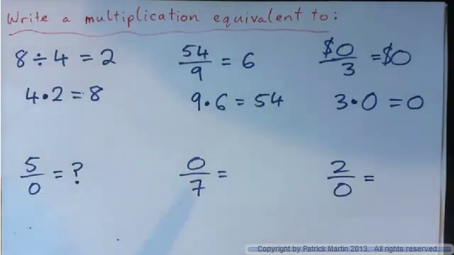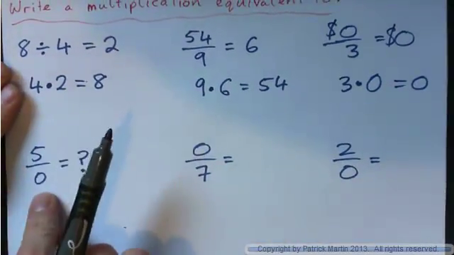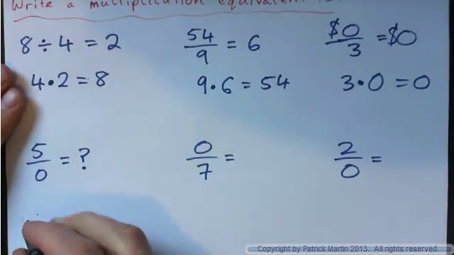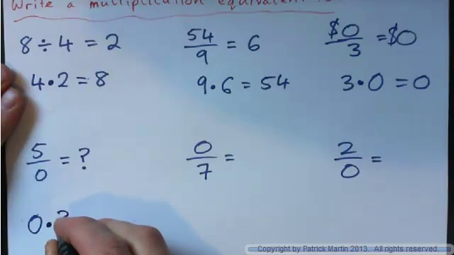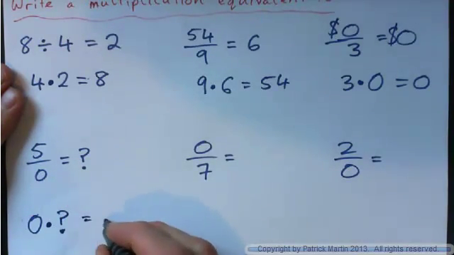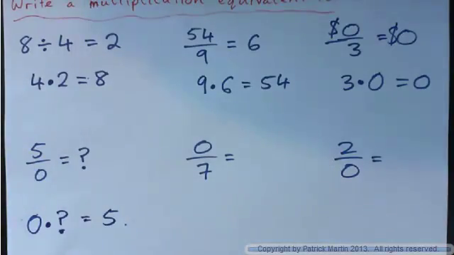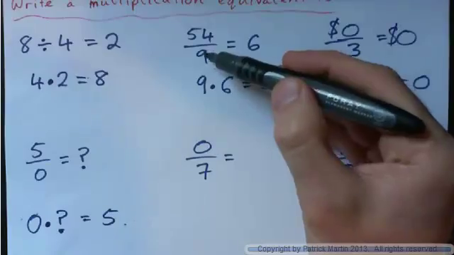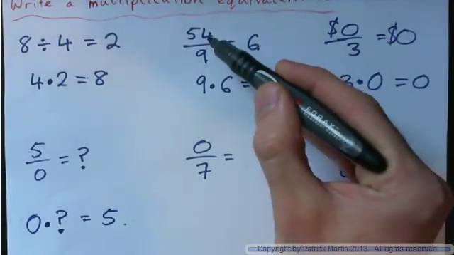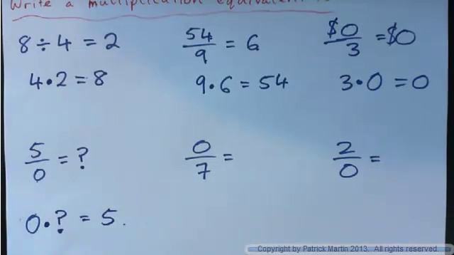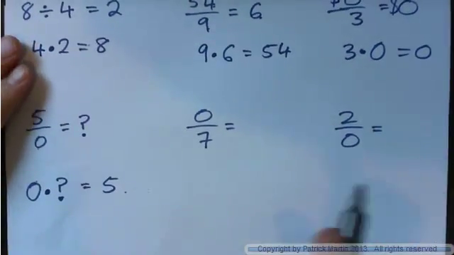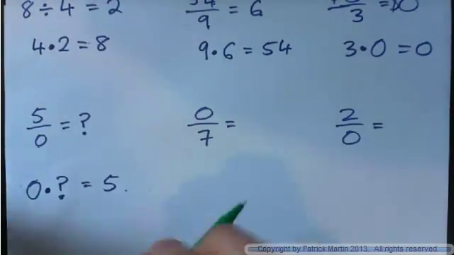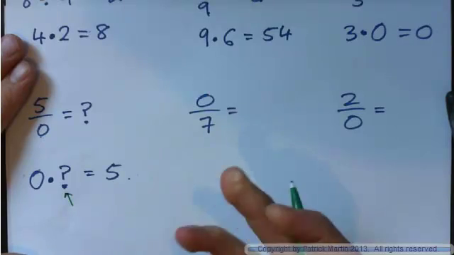But when you have 0 on the bottom of a division, now what? What is 5 divided by 0 equal to? In other words, 0 multiplied by what number gives 5? What's the equivalent multiplication for that? Like we said, 54 over 9 is 6, so therefore 9 times 6 equals 54. Well, 0 times what will give you 5? Is that even possible? Is there any number in the world that you can plug in for the question mark to make this work?